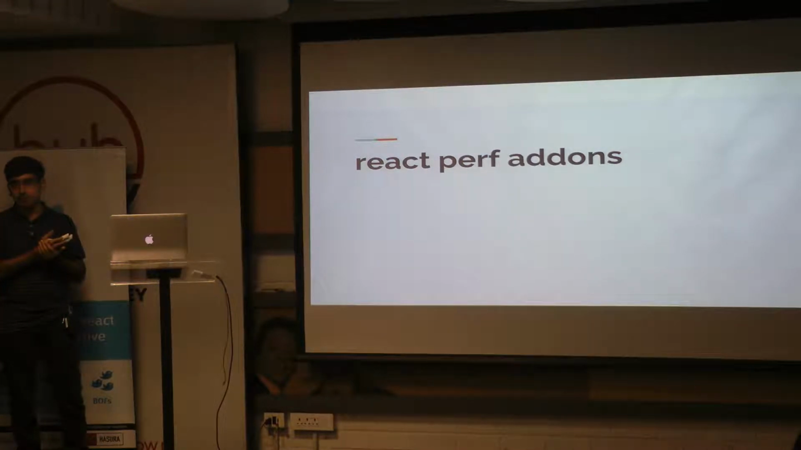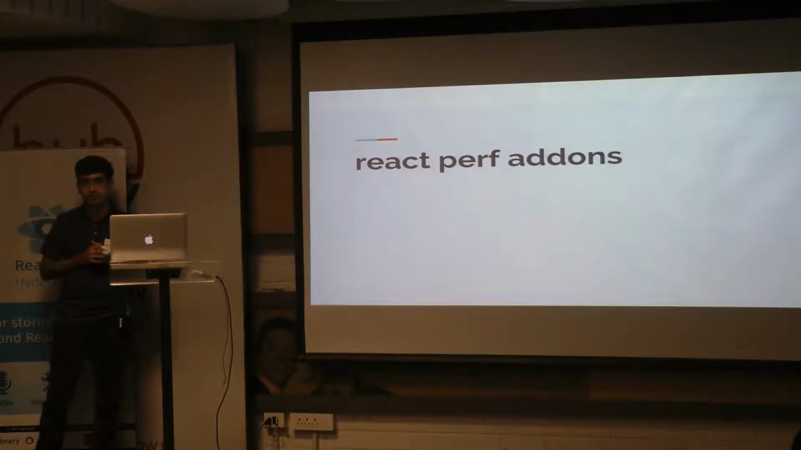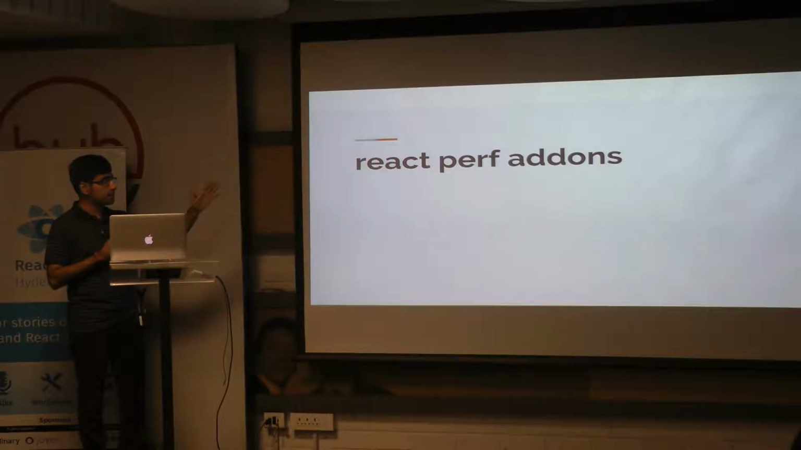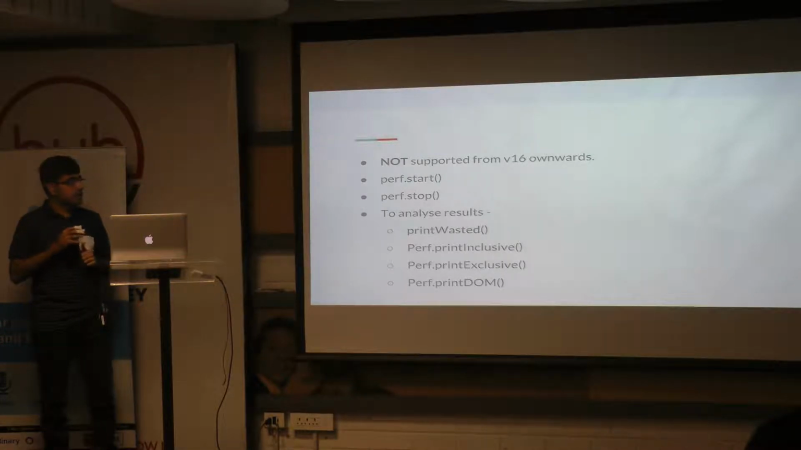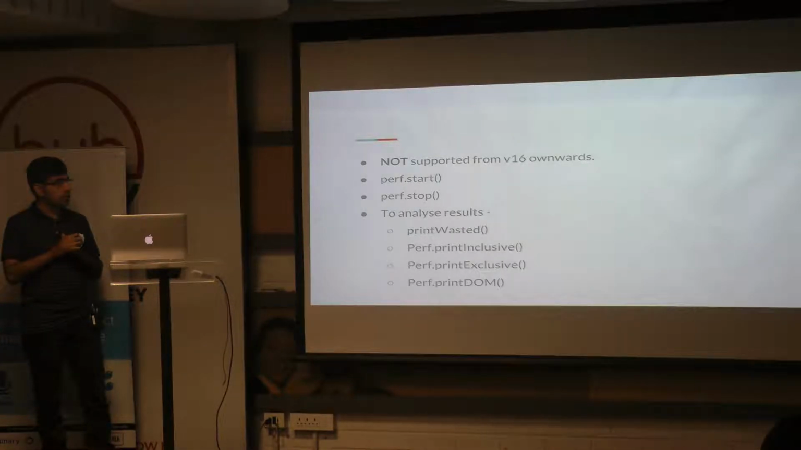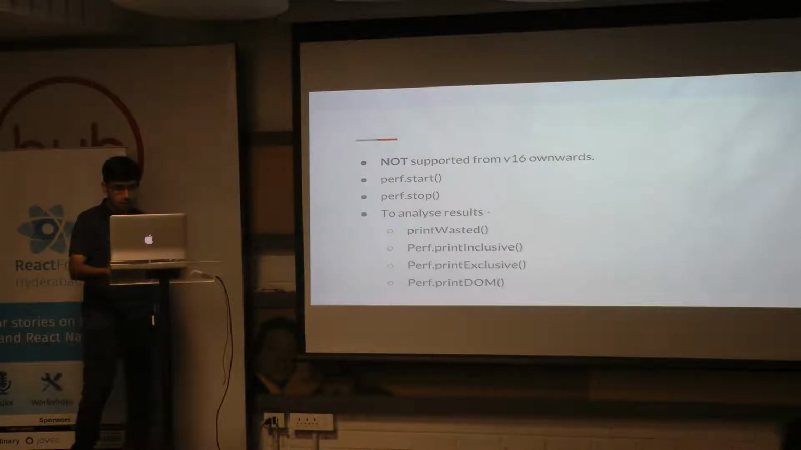So we talked about performance timeline, but that is available only since React version 15.4. So if you are on a React version older than that, you can use something called React perf addons. This is an excellent tool. It's pretty simple to use. You can just include it in your code and then call perf.start to start profiling and perf.stop to stop profiling. Once you have the profiling data, you can use methods like printWasted, printInclusive, printExclusive, and printDOM to analyze the results. Please note this is not supported from React version 16 onwards, so please only use it if you are on a version older than 16.